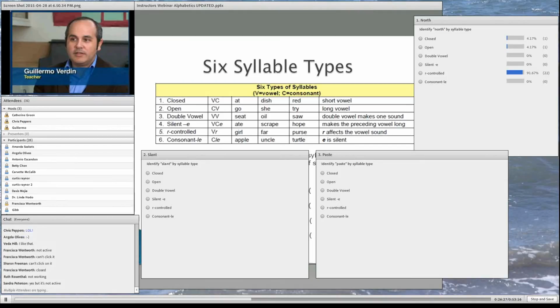Slant. Okay, I'll give you some think time. Sorry about that. And again, you can refer to the table. Once you identify slant, you can go on to paste. Thank you for your participation. Put your knowledge to the test here.